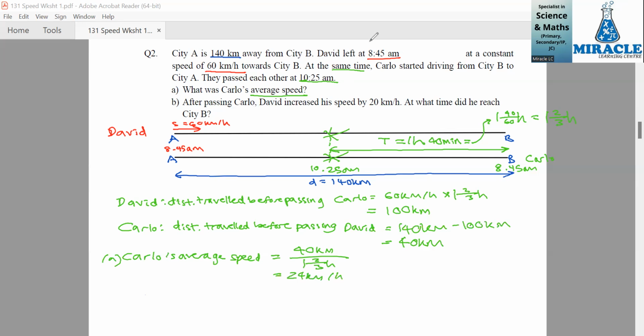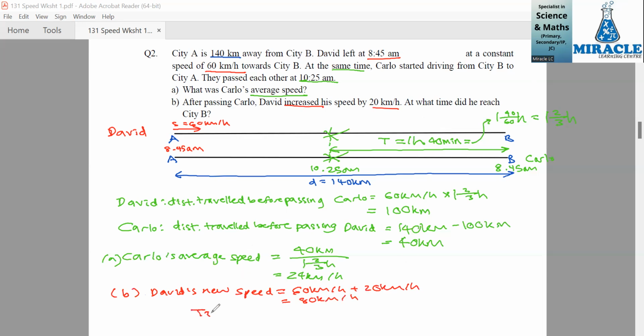Okay, let's move on to question B. After passing Carlos, David increased his speed by 20 km/h. At what time did he reach City B? Okay, so let's calculate David's new speed. David's new speed would be 60 km/h plus 20 km/h since his speed increased by 20. This gives us 80 km/h.